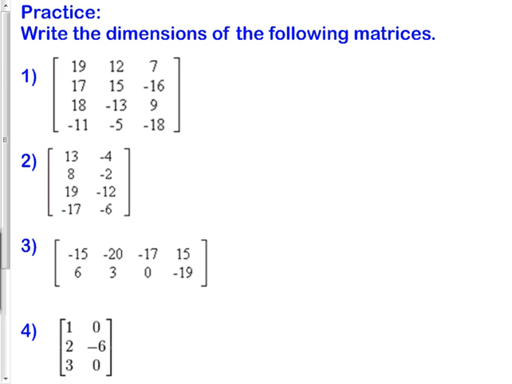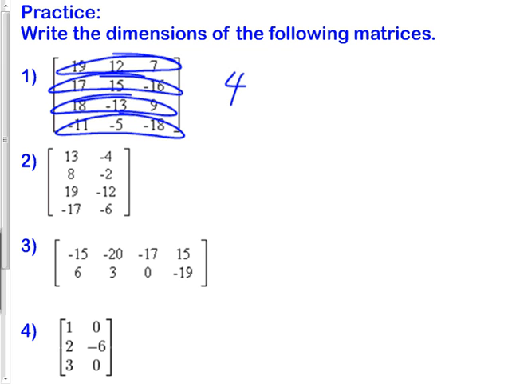So what's this one? How many rows does it have? 4 rows. 1, 2, 3, 4. How many columns does it have? 1, 2, 3. So it's a 4 by 3 matrix because it's got 3 columns.